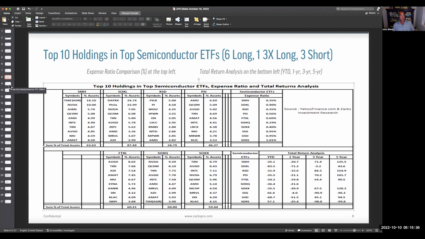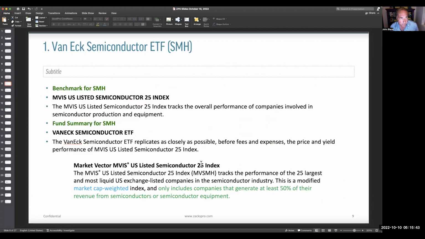So I'm going to go through the different holdings just to show you really quickly how people build these ETFs. Number one, the VanEck ETF, that's SMH. This uses the Market Vectors US Listed Semiconductor 25. Market Vectors says 25 of these stocks, and it's a modified market cap weighted index. I put that in blue. This is also critical. This is going to give you a lot of the market cap weighted, so you've got the bigger ones in there. You have to generate at least half your revenue from semiconductor equipment to be in the VanEck SMH.